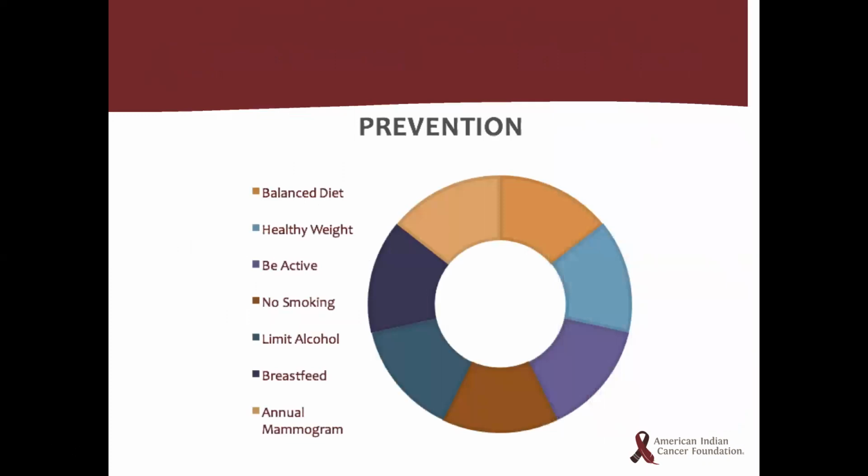So there are several actions you can take to help prevent breast cancer from developing. These include eating a balanced diet, maintaining a healthy weight, being active, not smoking, limiting your alcohol use or consumption, breastfeeding, having annual mammograms or mammograms based on your provider's recommendations or your possible risk factors.